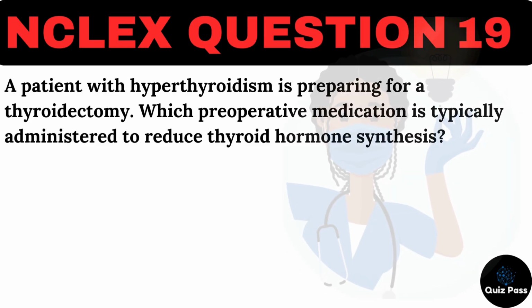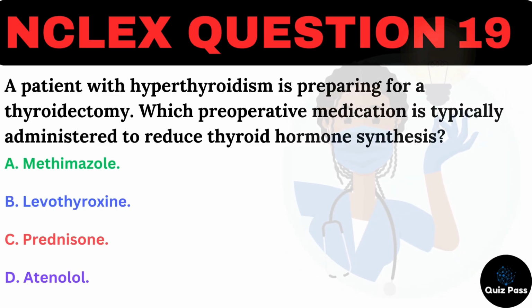A patient with hyperthyroidism is preparing for a thyroidectomy. Which preoperative medication is typically administered to reduce thyroid hormone synthesis? A. Methimazole. B. Levothyroxine. C. Prednisone. D. Atenolol.